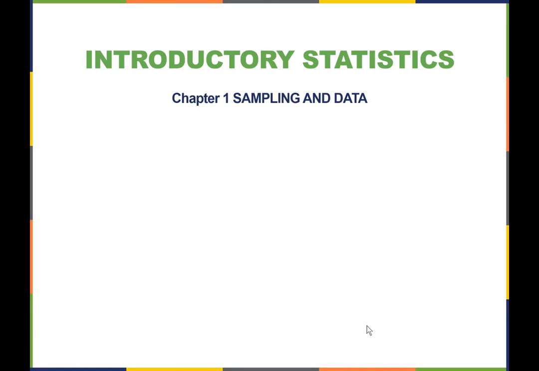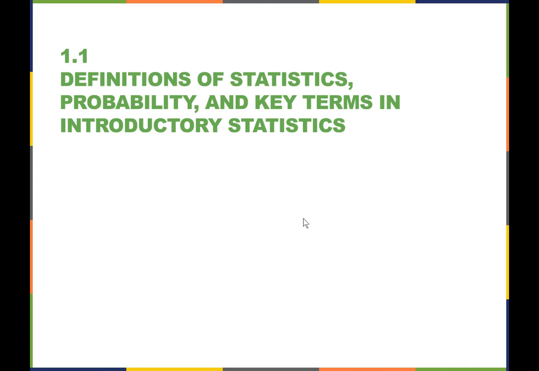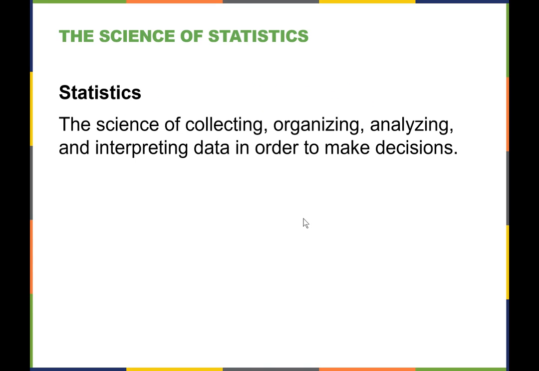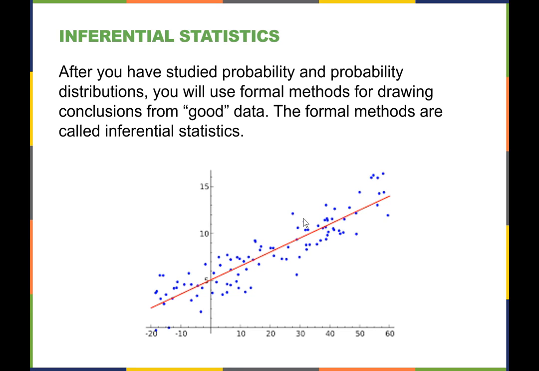In this video lecture, we're going to be talking about 1.1, definition of statistics, probability, and some other key terms. So, what is statistics? Statistics is simply the science of collecting, organizing, analyzing, and interpreting data in order to make decisions. In this course, we're going to learn how to organize and summarize data, and that's called descriptive statistics. We're also going to learn about probability and probability distributions and how to draw conclusions from good data. This is referred to as inferential statistics.